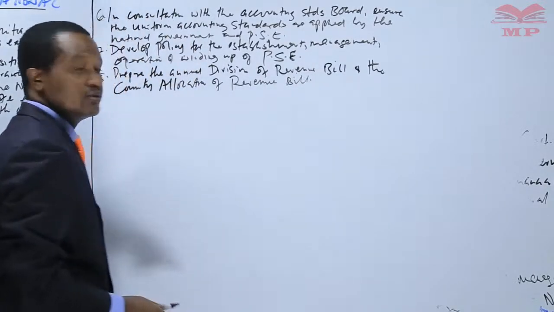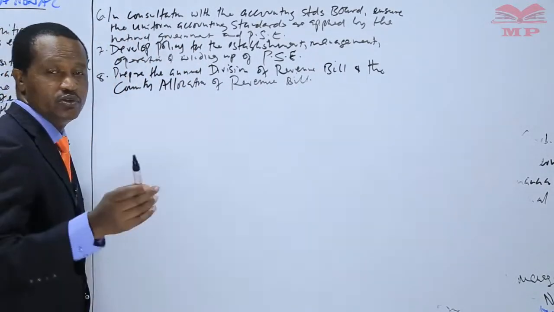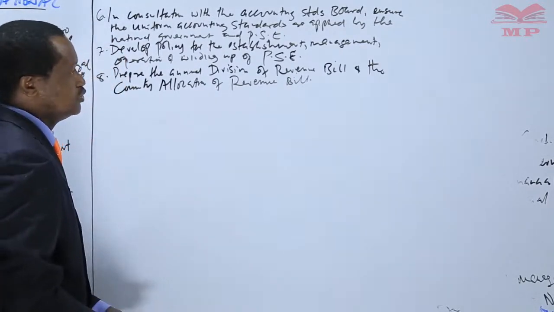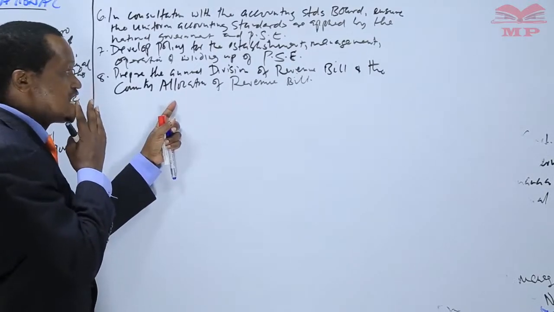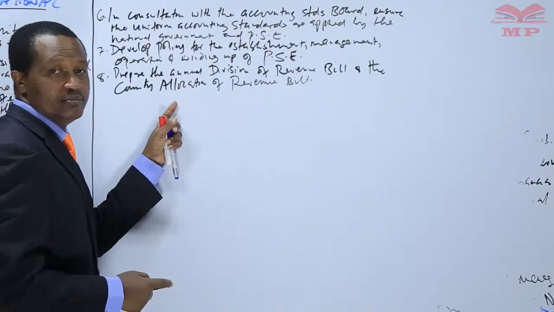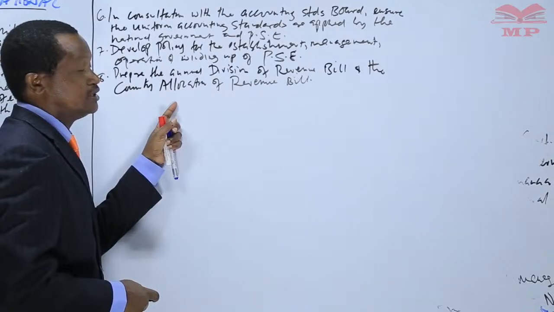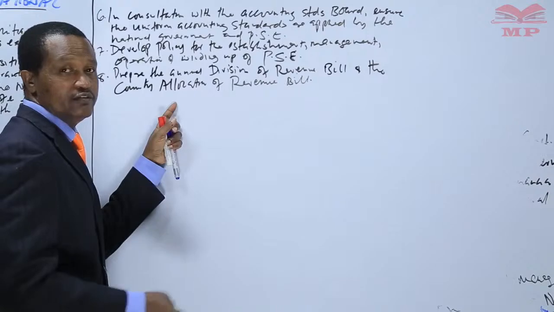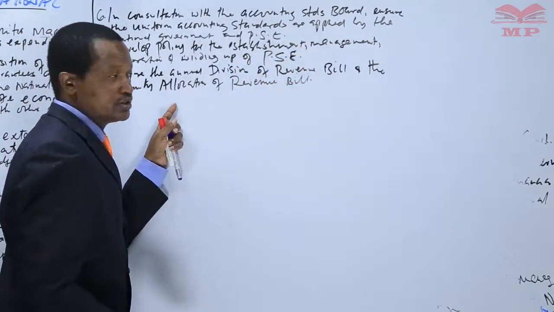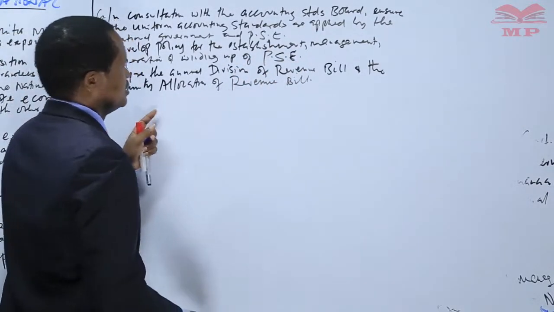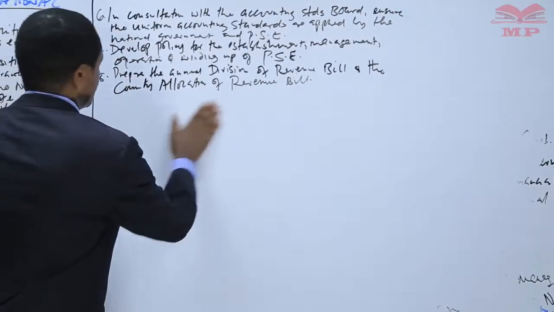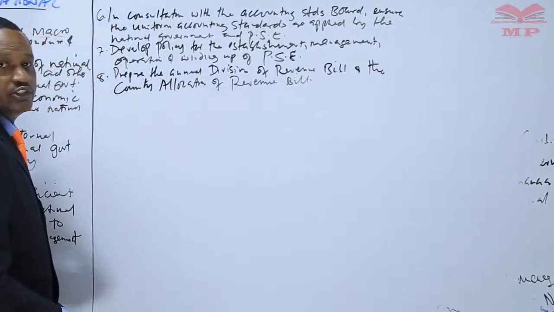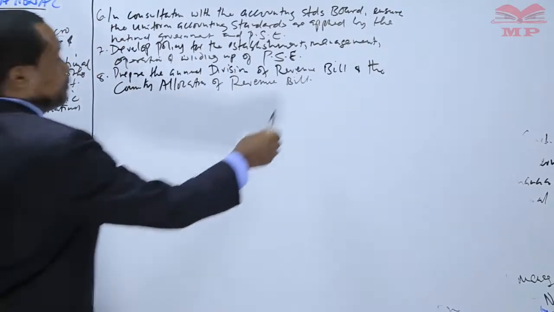So candidates, I once again, I've done this before, invite you to develop interest in business news. Some of the things we are learning here, you can get them on business news, right? You can read business newspapers. On television, every station has a segment for business news. These are some of the matters that come up in news. So you must have heard about the division of revenue bill and the county allocation of revenue bill.